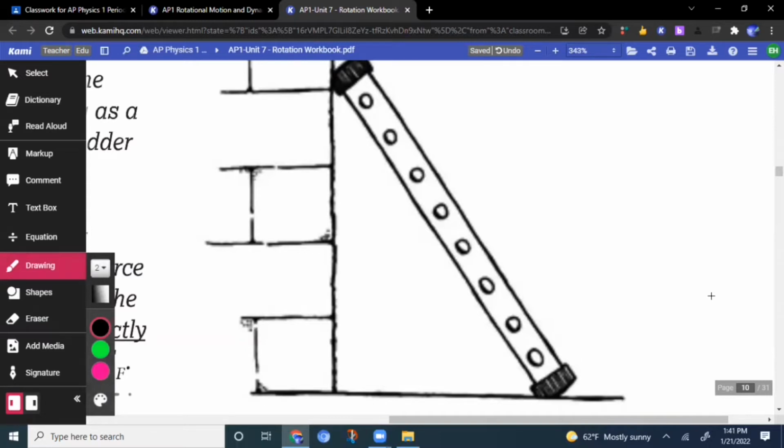Go ahead and start with an arrow going straight down from the middle, and we're going to label that F sub G. Then we're going to have a force coming from the floor. What's that called? Normal force, but make it a little shorter. I'm going to call that, well, hold on. What did it tell us to label that one as? N sub F, right?